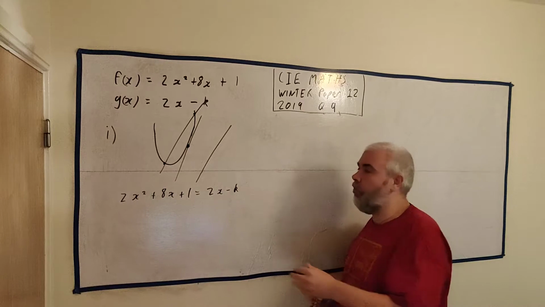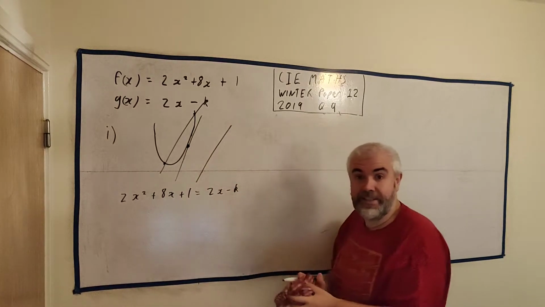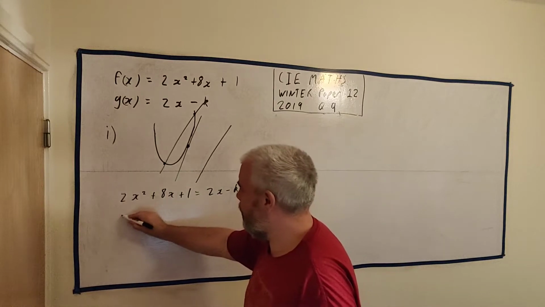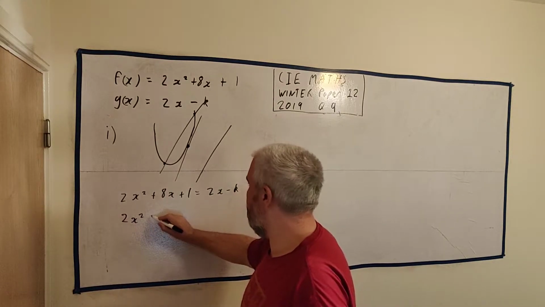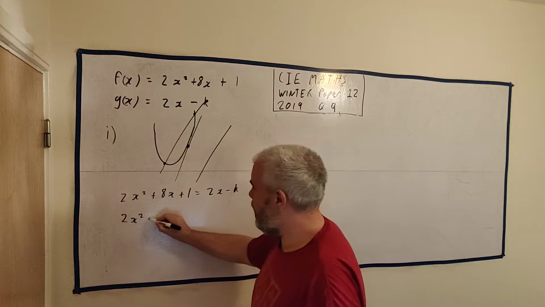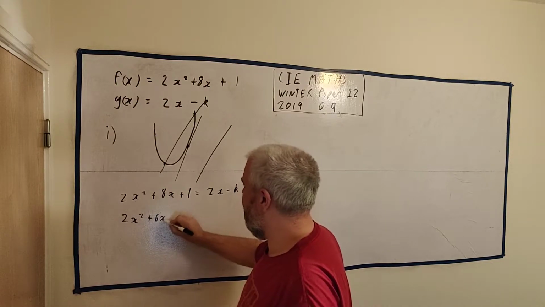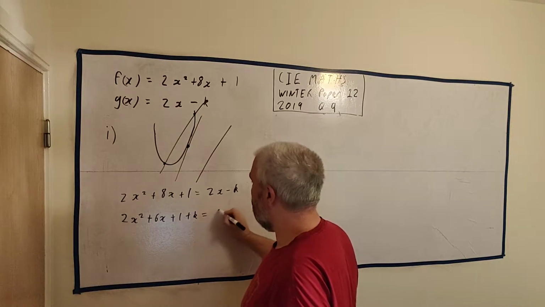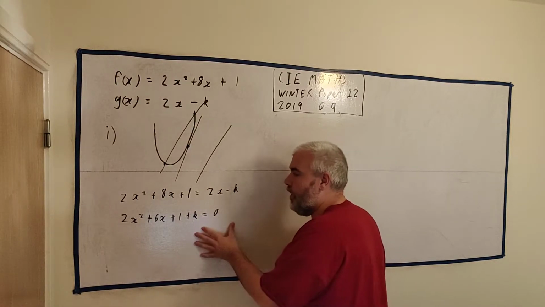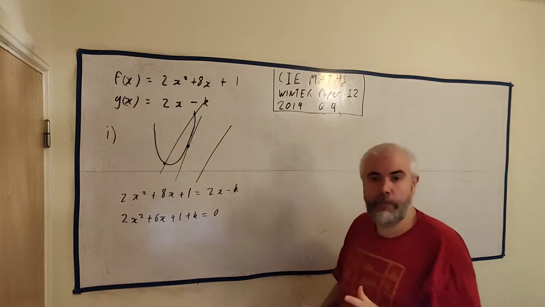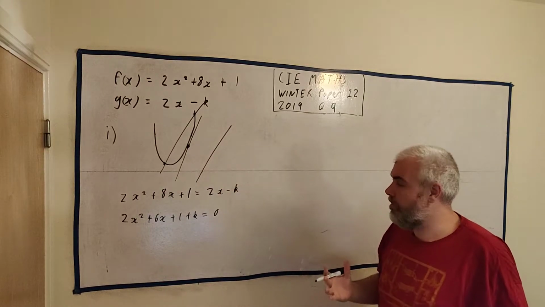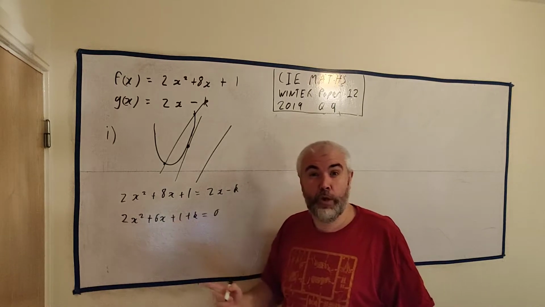Now they've already told us it's a tangent. It's the example where we only get 1 answer. Well, let's begin to solve this, and hopefully you'll see what I mean. 2x squared, and 2x taken away, is plus 6x, and plus 1, and then plus k equals 0. So this is a quadratic, and from our understanding of drawing these equations, we know this only has 1 answer.